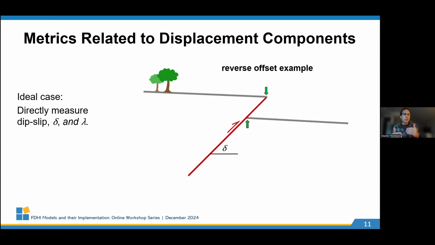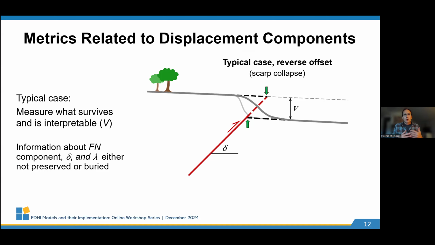Now we'll switch to a 2D view where we're looking at a reverse offset example. Again, in an ideal case, we'd be able to directly measure that dip slip component. We would have a way to observe the near surface fault dip and perhaps even that rake component, that obliquity component represented by lambda here. But what is the typical case that happens in nature is we have unconsolidated or semi-consolidated deposits at the surface, and so we get immediate scarp collapse.